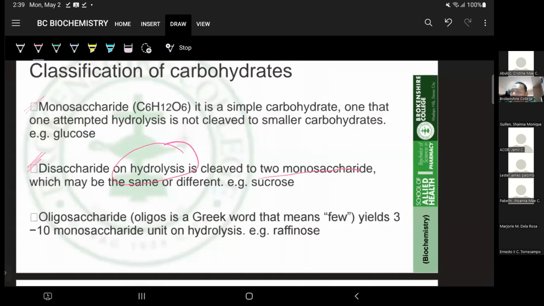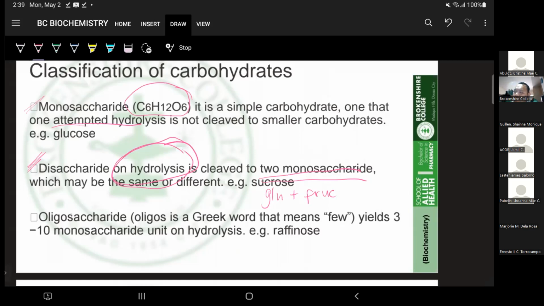Okay, I'm sorry. Going back, your monosaccharide, for example your glucose here, is a simple carbohydrate wherein upon hydrolysis, or attempt of hydrolysis, there will be no breakdown of it into a simpler sugar. Unlike your disaccharide, which upon hydrolysis will break down into 2 monosaccharides, which may be the same or different. An example of a disaccharide is your sucrose, which can be broken down into glucose plus fructose. That is the combination of our sucrose.